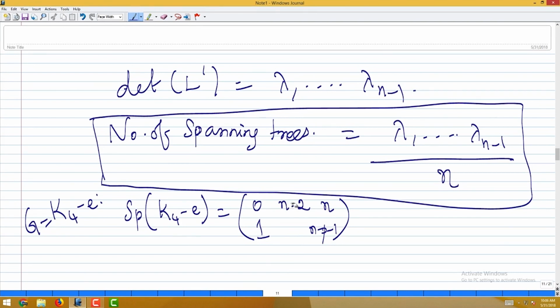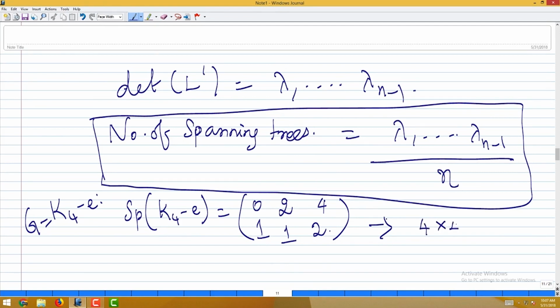So, since n equal to 4, this value boils down to 2, which appears once, and this will be 4, which is going to be 4 minus 1 minus 1, which is 2. So, the spectrum of K 4 minus e is this. So, from here if I pull out this value, how many number of spanning trees should be there? So, obviously this 0 is here. So, let me talk from here.